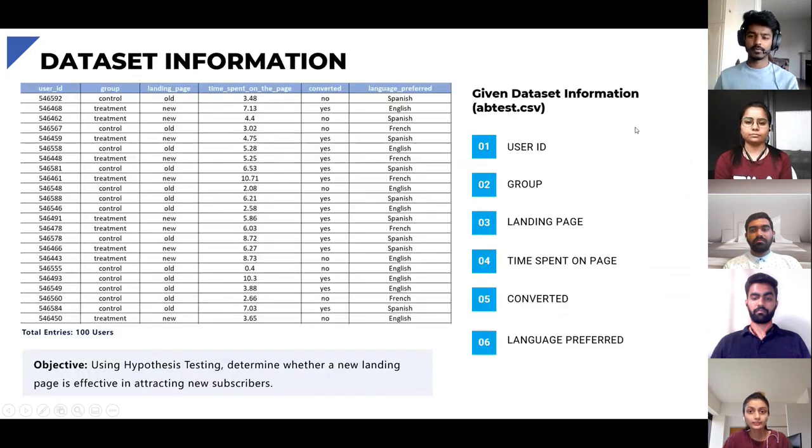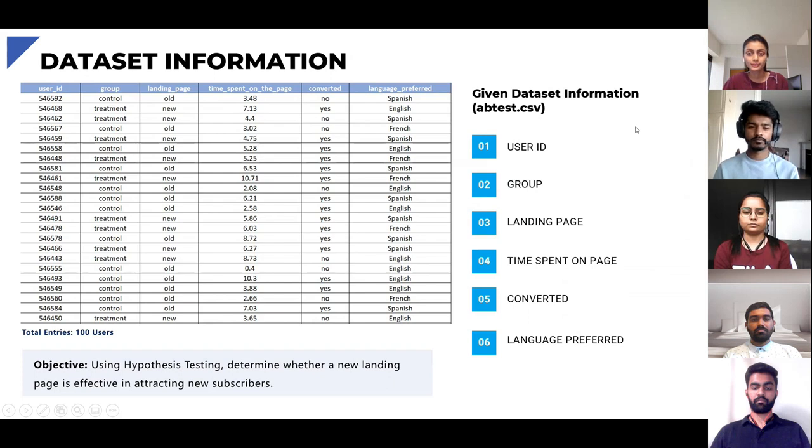Thank you, Akash. Now I'll be giving you the information about the eNews Express project. Firstly, we have the abtest.csv file, which holds information of the old and new users. It has 6 attributes: user ID, group, landing page, time spent on page, converted, and language preferred. User ID represents the unique ID of the person visiting the page. Group represents which group a person belongs to, control or treatment respectively.